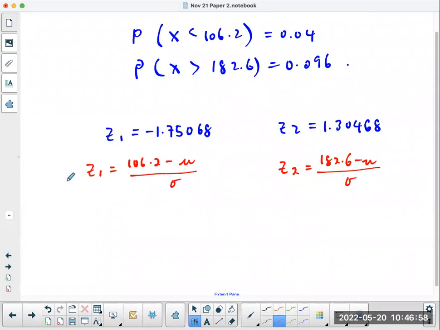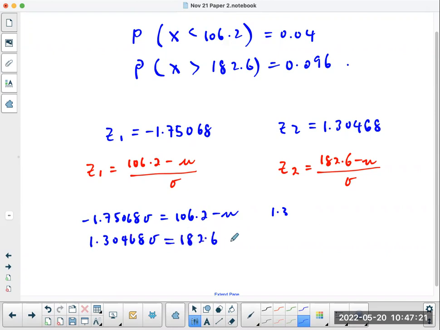I would, again, bring it over to this side. So this becomes negative 1.75068 equals 106.2 minus mu. Here, this is 1.30468 equals 182.6 minus mu. So I'll do elimination because it's easier. I'll probably do equation 2 minus equation 1 because then you get positive numbers. 2 minus 1, you're going to eliminate your mean and you can solve for the standard deviation.